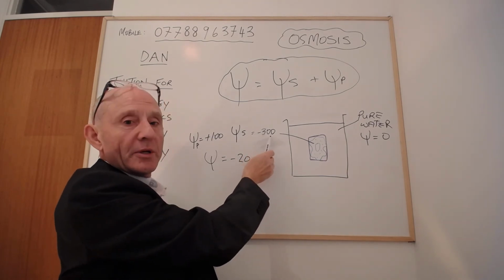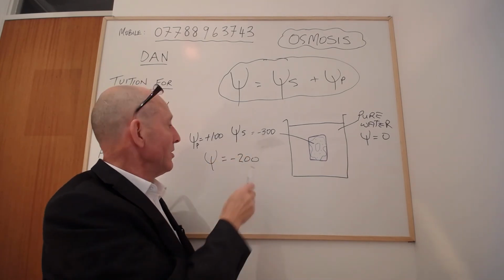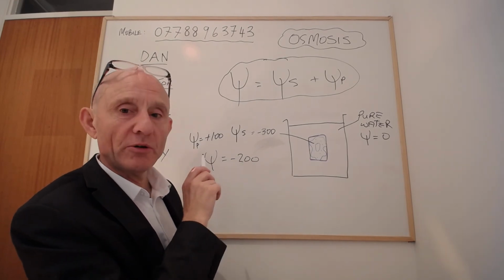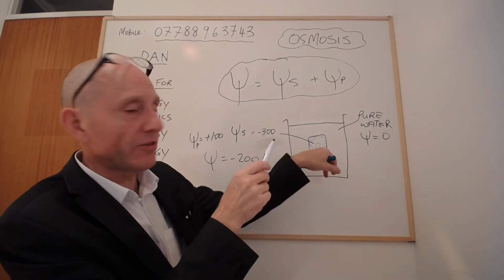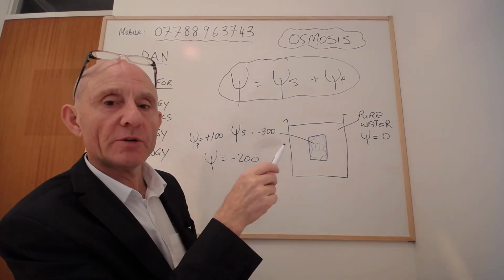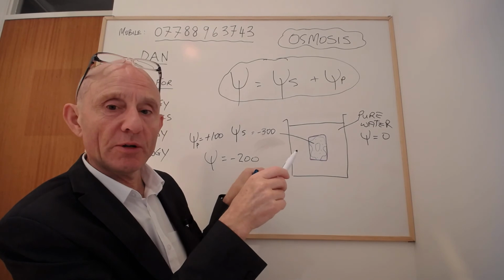Okay, so the water potential of the cell is now minus 200. So the solute potential is minus 300, pressure potential plus 100. So the water potential is minus 300. I'm sorry, the water potential is now minus 200. Water potential of the cell is now minus 200. Water potential outside zero. Will water move into the cell? Water will continue to move into the cell.